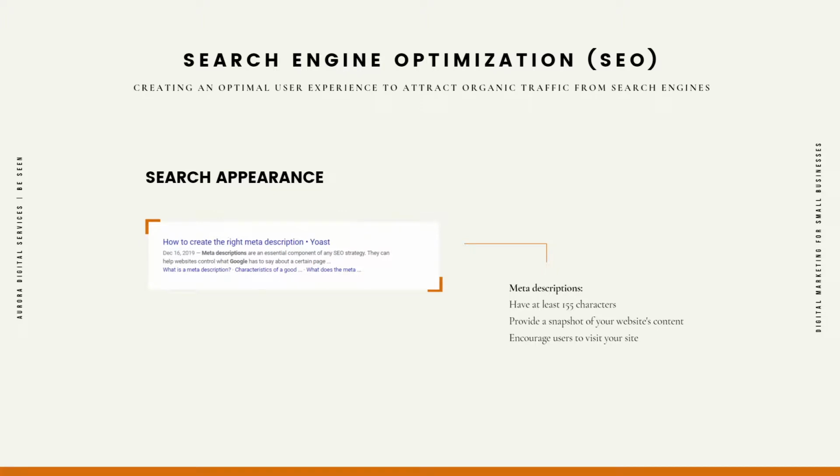This is an important first impression that, if done well, will compel people to click on your website. A good meta description is informative, it has a quick answer to what users are searching for, and it has a strong call to action inviting someone to your website.